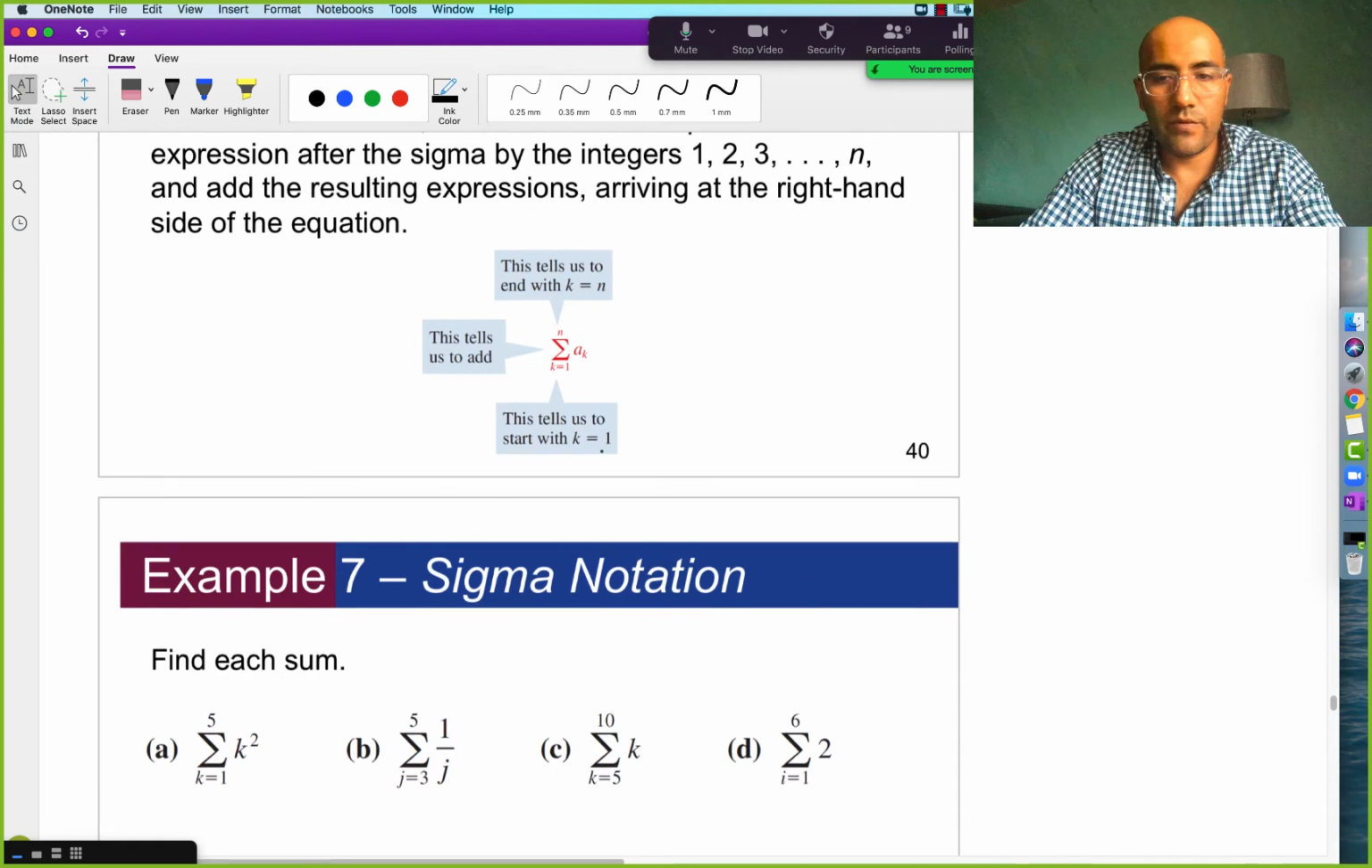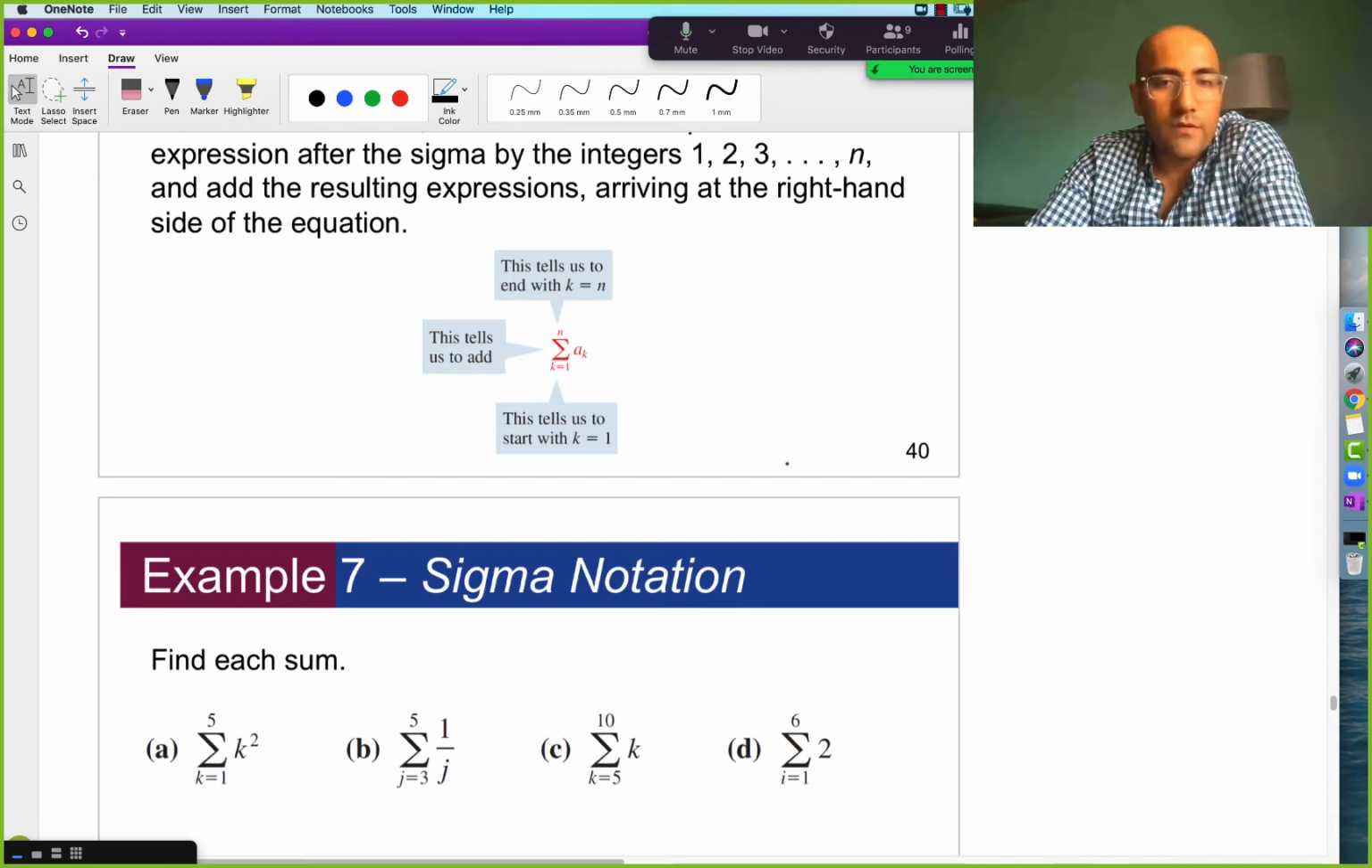So this giant sigma tells us to add, the k equals 1 tells us where to begin, and the k equals n tells us where to end. Be careful because it doesn't always have to start at 1. It could be a different value that goes in there, right? And if there's more than one instance of the a sub k, then you would apply it to all of them.